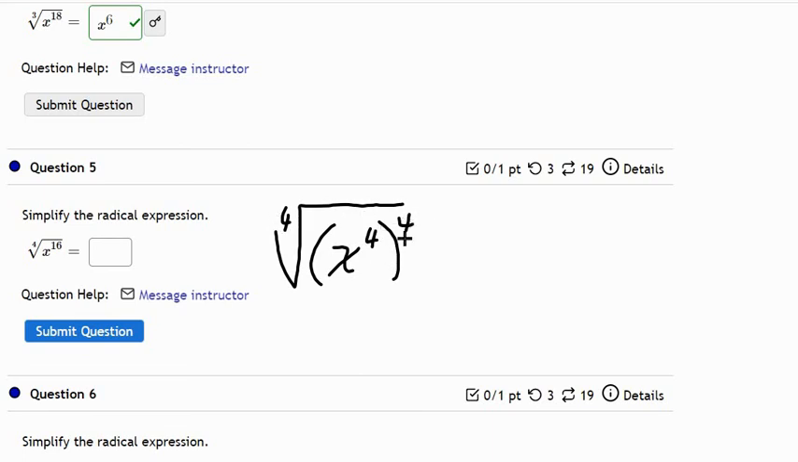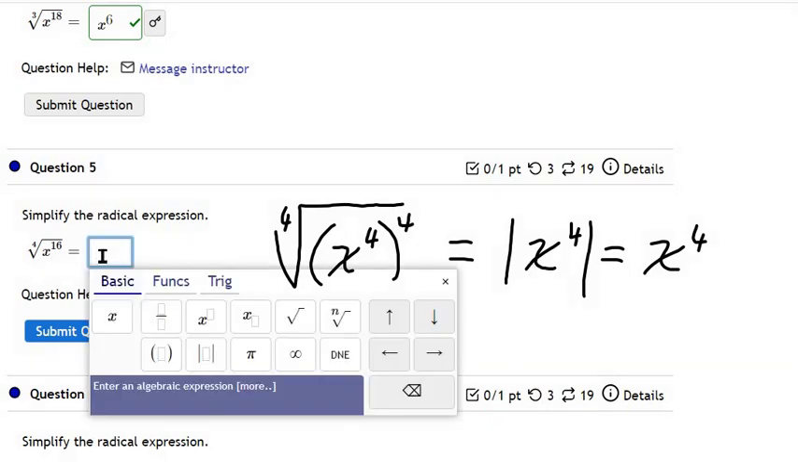The fourth root and the outside fourth power will cancel, and I absolutely need absolute values here when I'm doing the absolute value of x to the fourth. But because the 4 is an even power, when I take the absolute value of x to the fourth, it's always positive. And therefore, the answer is just x to the fourth. We don't actually need the absolute value because it's an even power of x there. So I go through and I just type in here x to the fourth.